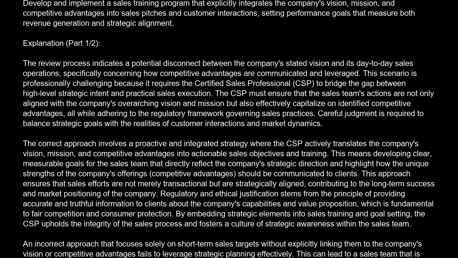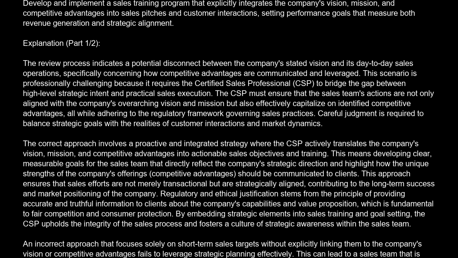This approach ensures that sales efforts are not merely transactional but are strategically aligned, contributing to the long-term success and market positioning of the company. Regulatory and ethical justification stems from the principle of providing accurate and truthful information to clients about the company's capabilities and value proposition, which is fundamental to fair competition and consumer protection. By embedding strategic elements into sales training and goal setting, the CSP upholds the integrity of the sales process and fosters a culture of strategic awareness within the sales team.